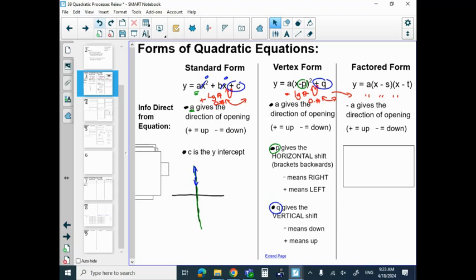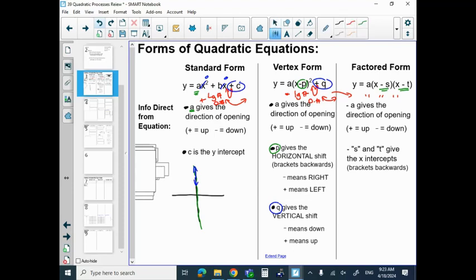And then the other part that's visible here are these numbers that give you your x-intercepts or your zeros. So S and T, those numbers in there, give you your x-intercepts or your zeros. And of course, it's brackets backwards still, right? So x-intercepts or zeros. Either way, we know it's where the thing crosses the x-axis, right? And so that number there and that number there.